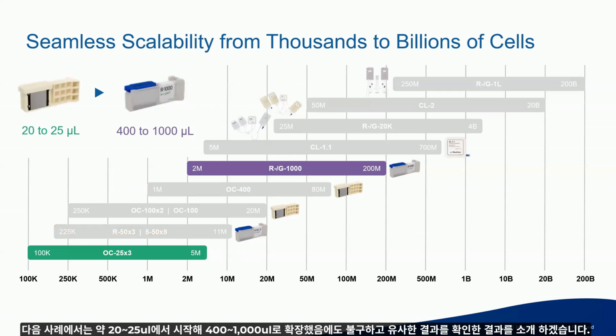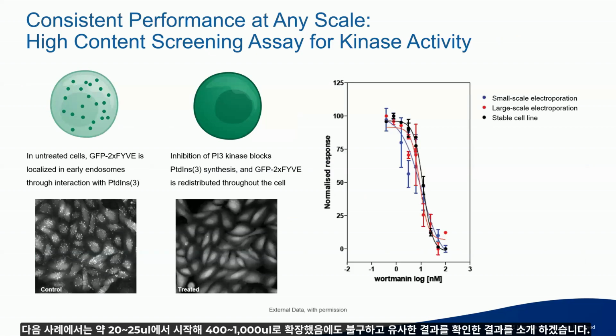And so in this next example, I'll show you how this group scaled up from around 20 to 25 microliters to 400 to 1000 microliters, and they got similar data. In this one, they're assaying for kinase activity, and you can measure it because the fluorophore gets redistributed throughout the cell after inhibition.